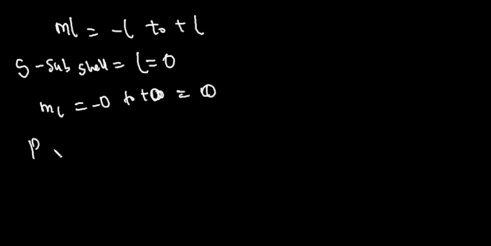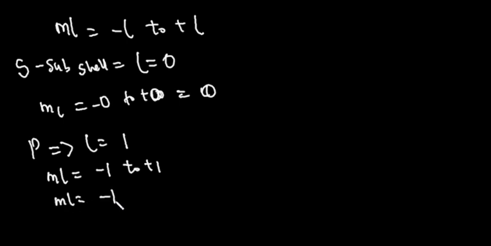Let's go to p. If p is represented by the value l equals 1, the implication is that the magnetic quantum number will be from minus 1 to plus 1, which means ml equals minus 1, 0, and plus 1. What does this mean? It means that the p subshell will have smaller blocks, 1, 2, and 3. One of them will be minus 1, one of them will be 0, and the other one will be plus 1. Remember, 0 in this case does not mean nothing. 0 is indicating a particular block or degenerate orbital.